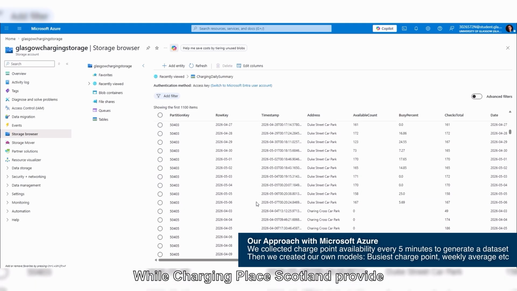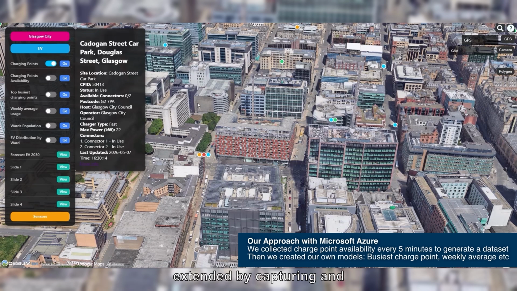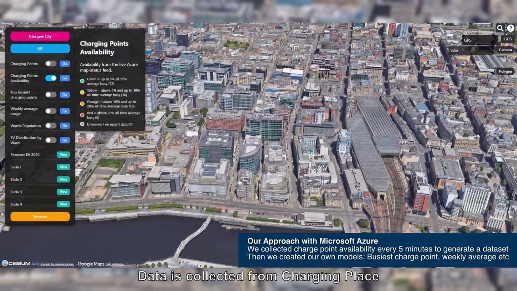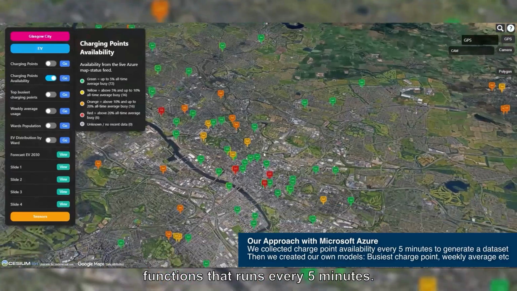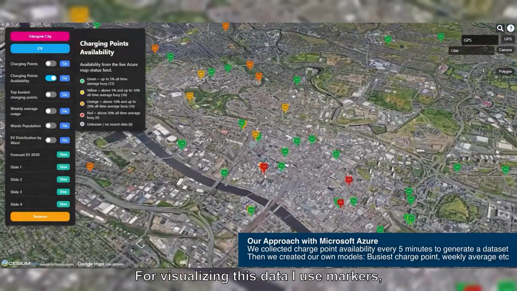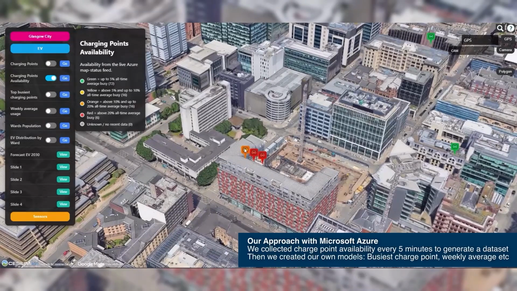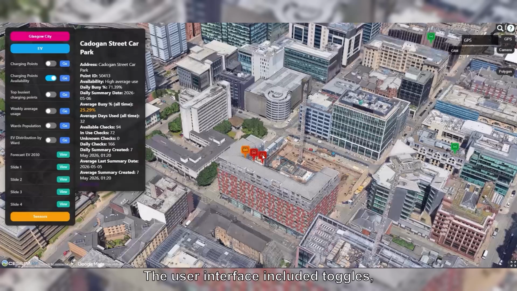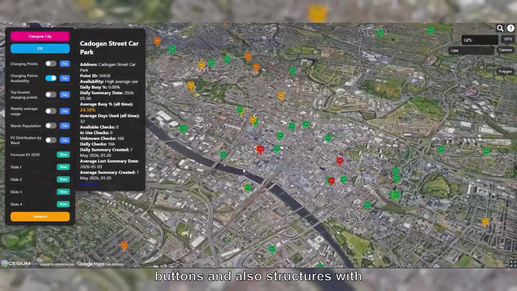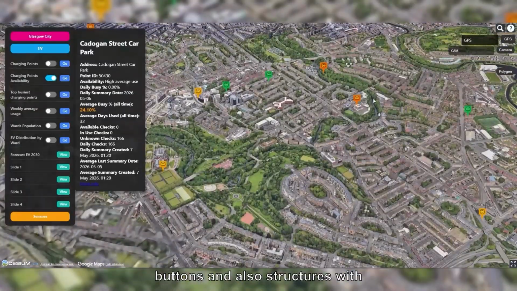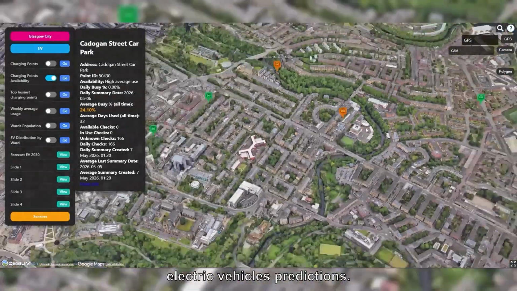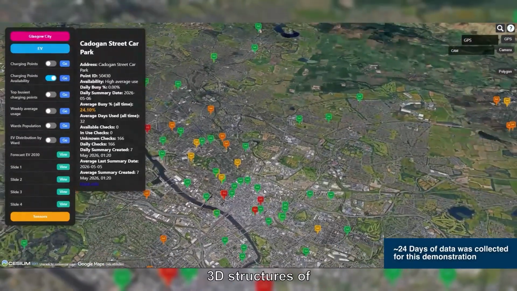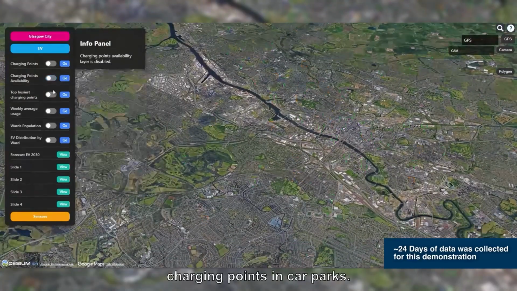While Charge Place Scotland provides real-time availability, this system extended it by capturing and analyzing usage over time. Data is collected from Charge Place Scotland using an Azure function that runs every 5 minutes. To visualize this data, I use markers, extrusions, and boundaries for specific places. The user interface included toggles, buttons, and also structures with boundary sensors and electric vehicle prediction. Within dashboards, it was easier to deploy 3D structures of charging points in car parks.